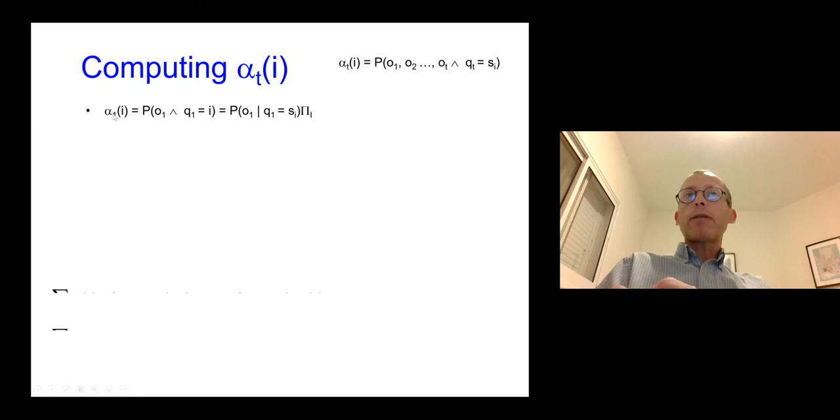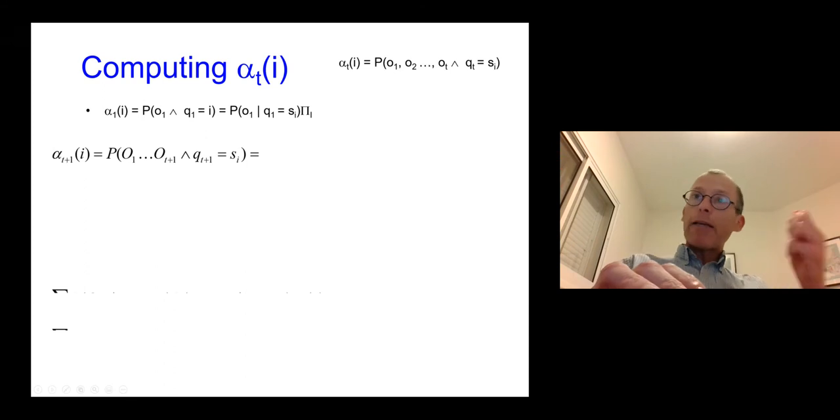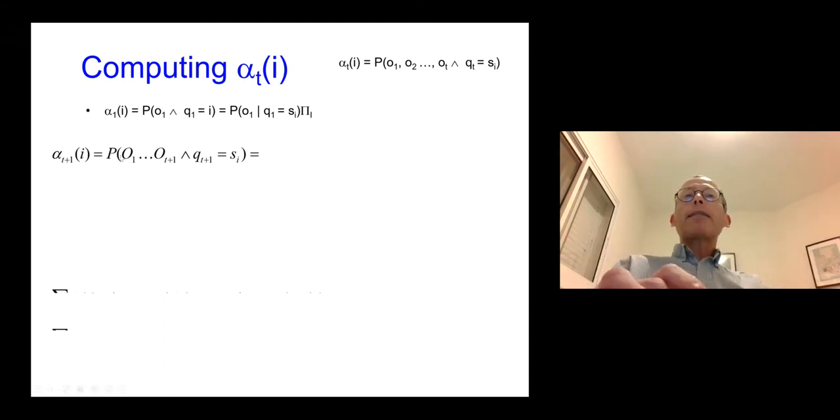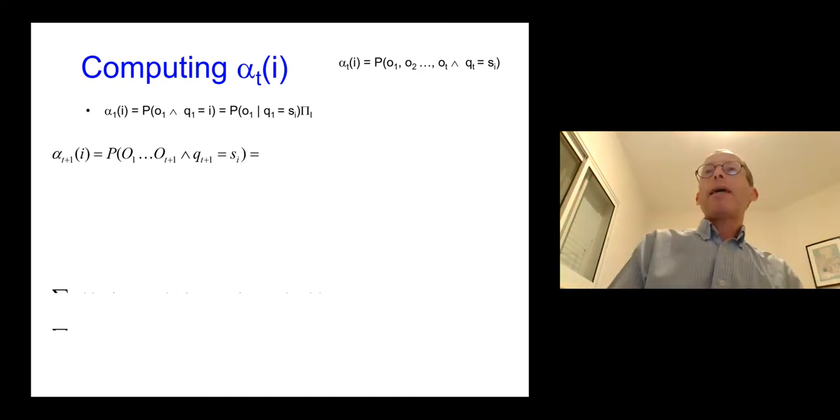We already computed this. Okay, and now let's assume that we computed alpha t and we want to move to alpha t plus one. Alpha t plus one, by our definition, is the joint of all the observations up to t plus one plus ending up in state SI, alpha t plus one of I, right? Okay, how do we operate on this, or basically derive a formula for this?